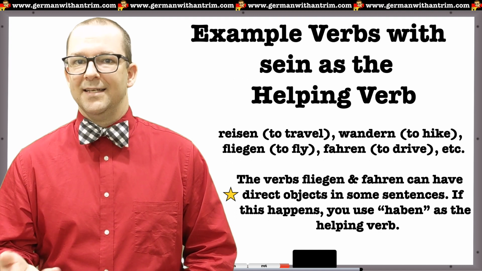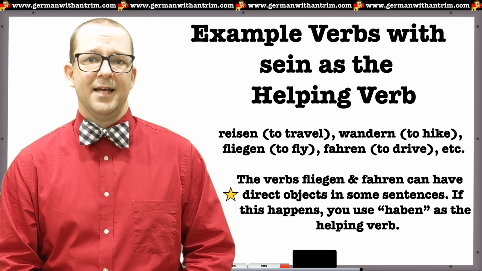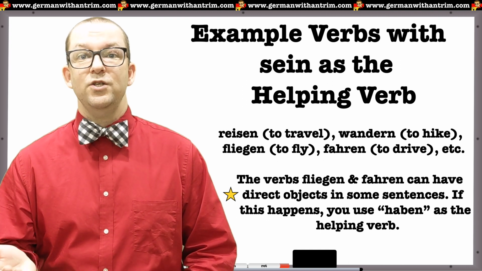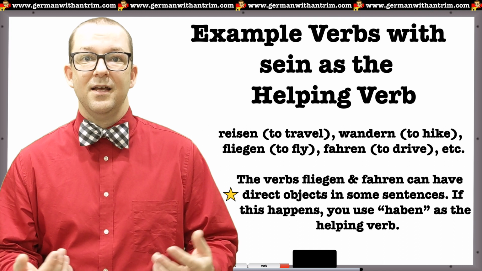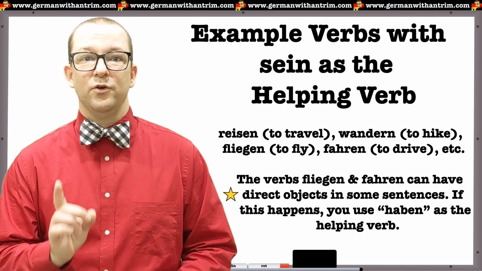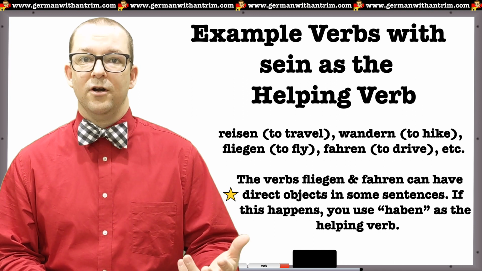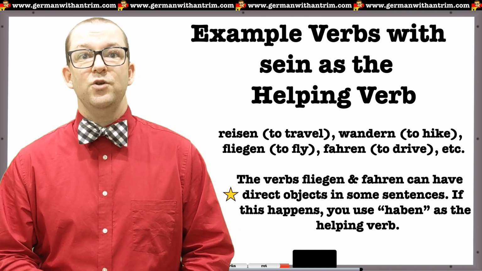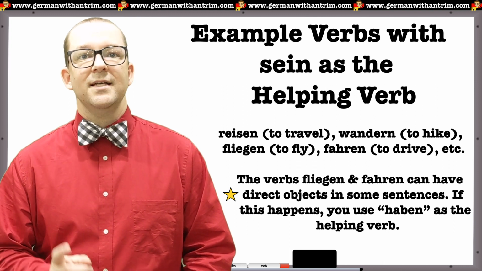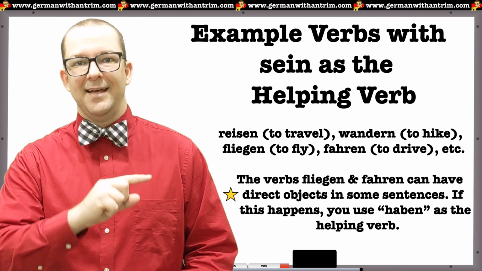Verbs like reisen, to travel, wandern, to hike, fliegen, to fly, and fahren, to drive, use sein in the perfect tense. But the verbs fliegen and fahren can use haben if you have a direct object. For example, if you're flying a plane or driving a car. If you say that using the plane or the car as the direct object, you need haben as the helping verb. Since those verbs are both irregular verbs, I'll show you examples of those in the next video.